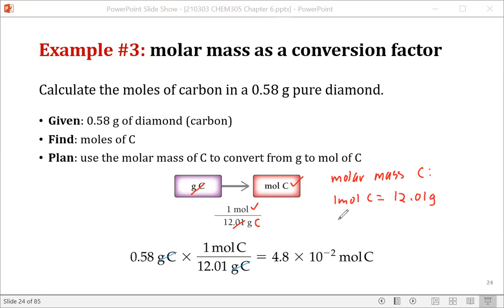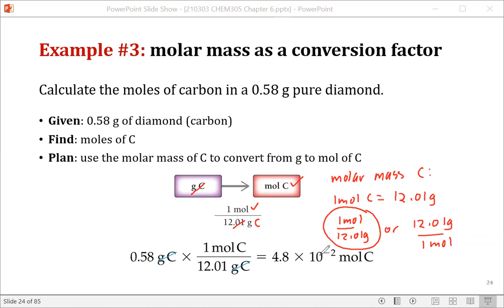And again, this could be written as two different ratios. We could say 1 mole per 12.01 grams, or there's 12.01 grams of carbon per 1 mole. And so we pick the one that's going to cancel out what we want to cancel and leave us with what we want to solve for, which is the one on the left.